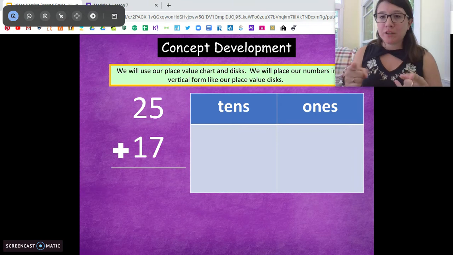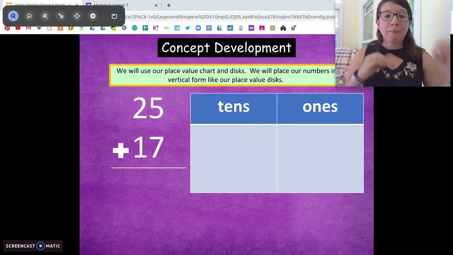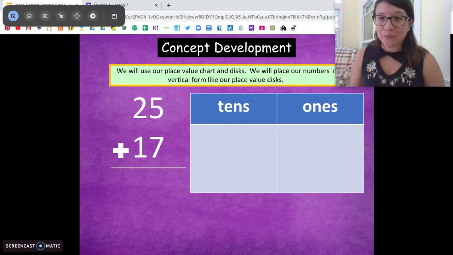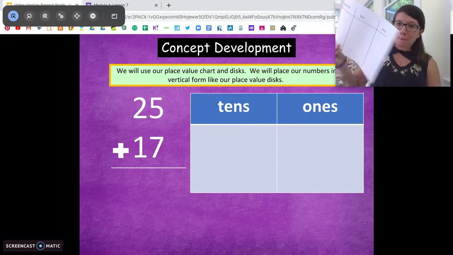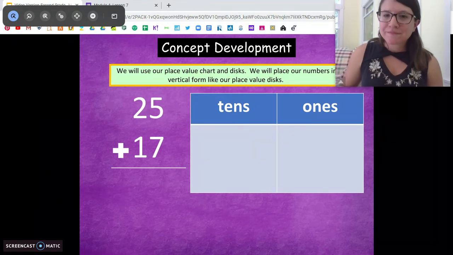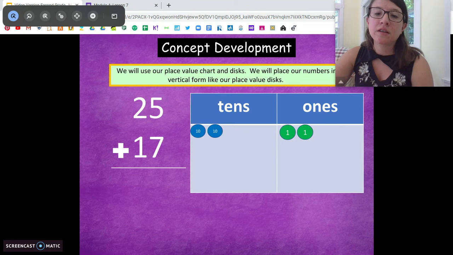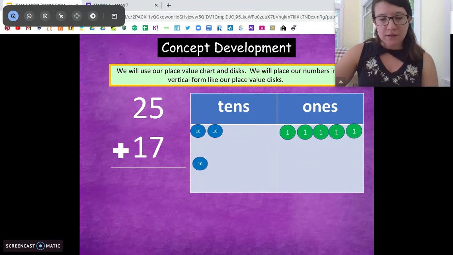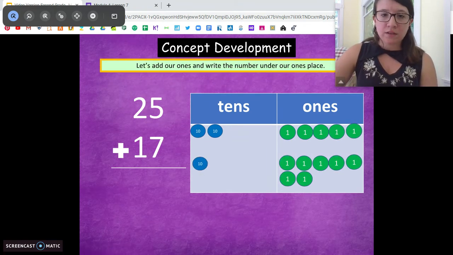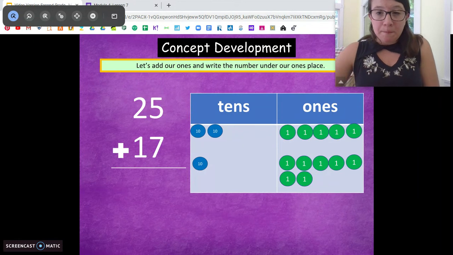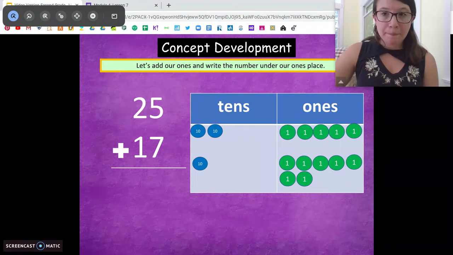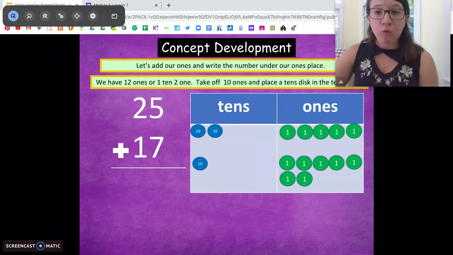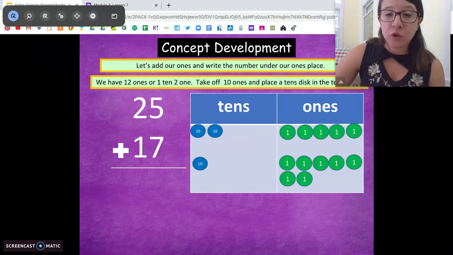All right, I want you to make this on your board. 25 plus 17. Pause and do that now. Make it on your place value chart. All right, so we have 2 10s, 5 1s, 1 10, 7 1s. How many 1s do we have? We have 12 1s, which is 1 10, 2 1s.